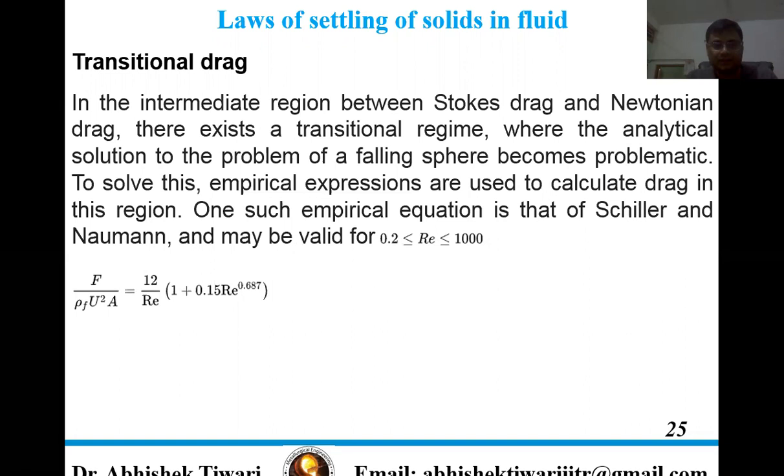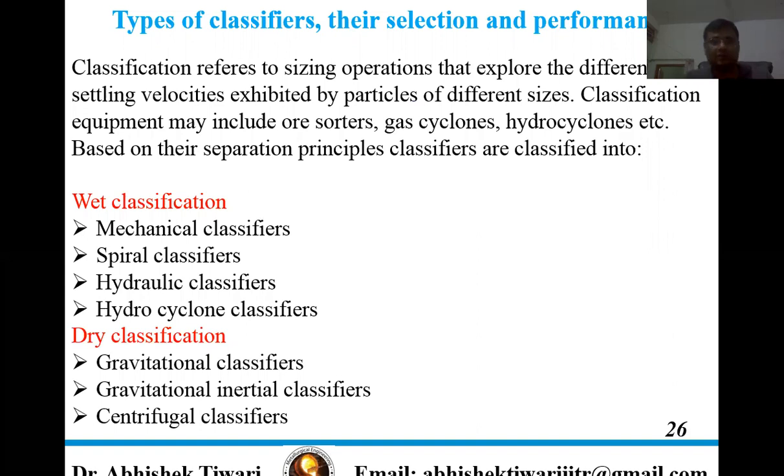Now, what are the types of classifiers and their selection and performance? Classification refers to sizing operations that exploit the difference in settling velocities exhibited by particles of different sizes. Classification equipment may include ore sorters, gas cyclones, hydrocyclones, etc. Based on their separation principles, classifiers are classified into wet classification and dry classification. Under wet classification, we can have four types of classifiers: mechanical classifiers, spiral classifiers, hydraulic classifiers, and hydrocyclone classifiers. And under the dry classifiers, we can have gravitational classifiers, gravitational inertial classifiers, and centrifugal classifiers.